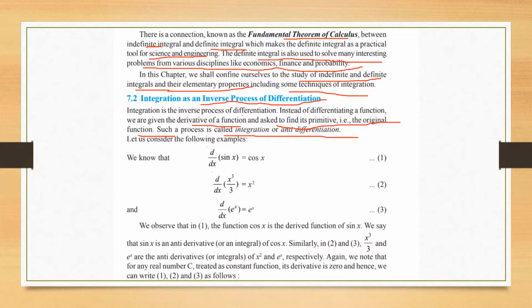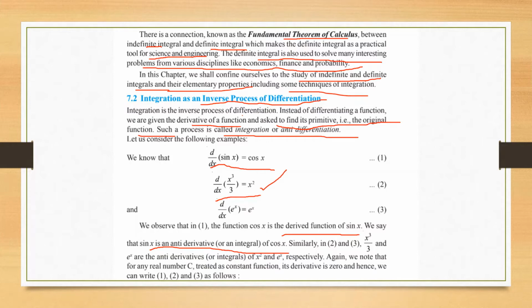Right, as we know, d/dx of sin x is cos x, d/dx of x cube by 3 will be 1 by 3 into 3x square, that will give you x square. d/dx of e^x is e^x. Now, in equation number 1, we observe the function cos x is the derived function of sin x. So, we say sin x is the antiderivative or integral of cos x, right?